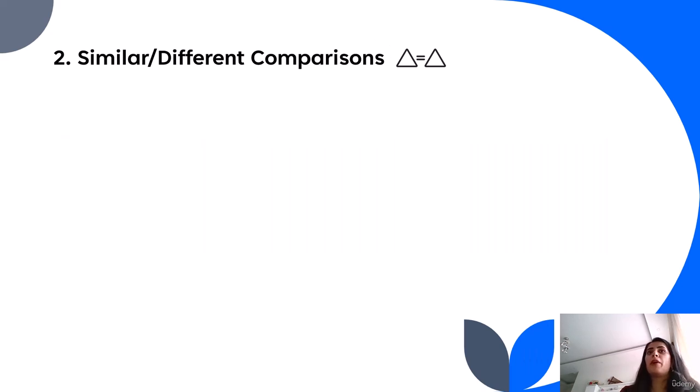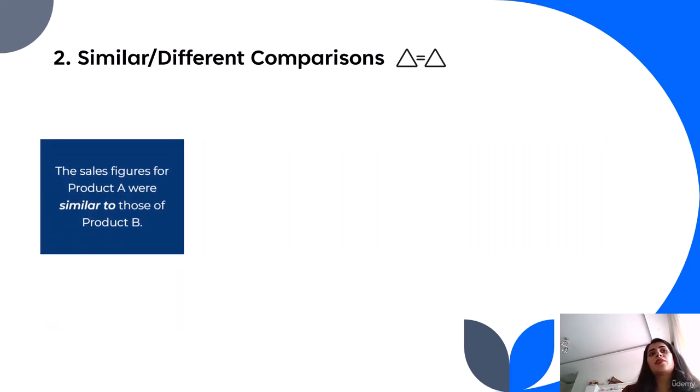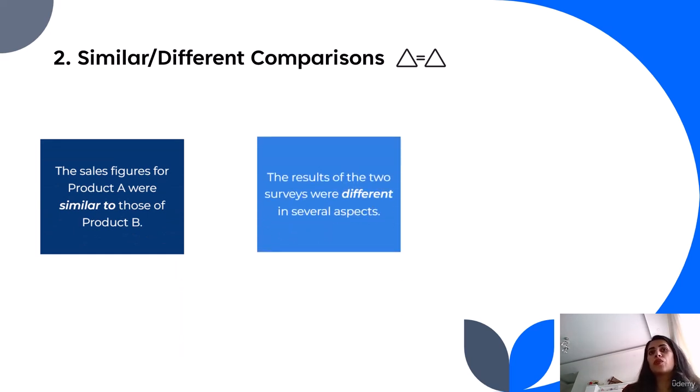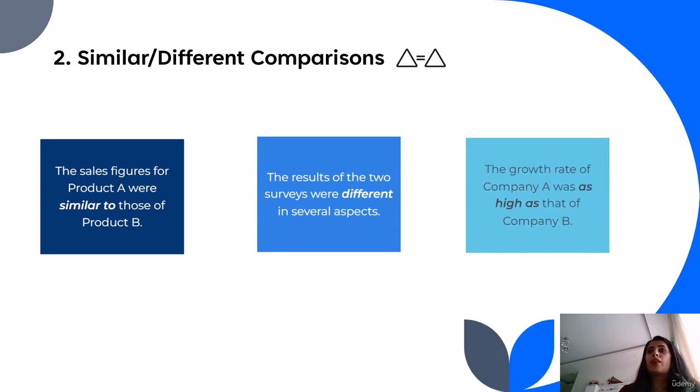Similar, different comparisons. The sales figures for Product A were similar to those of Product B. The results of the two surveys were different in several aspects. The growth rate of Company A was as high as that of Company B.